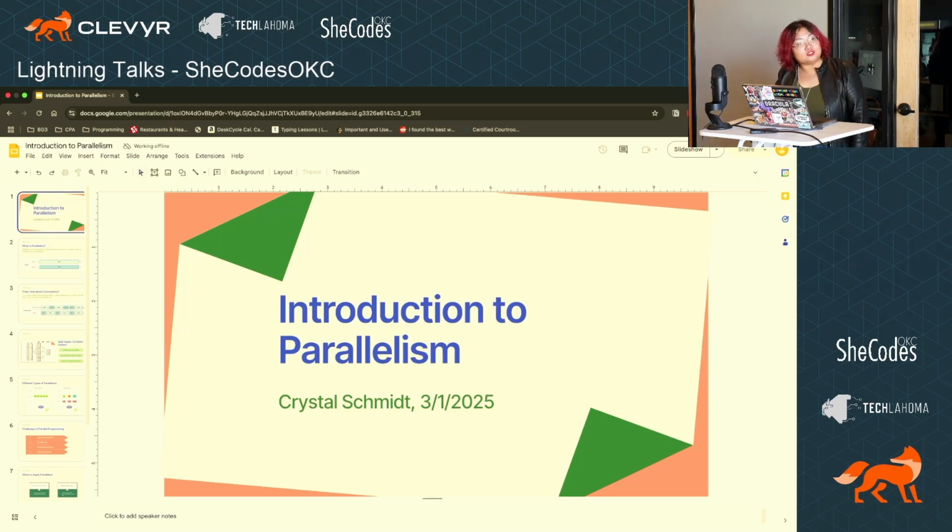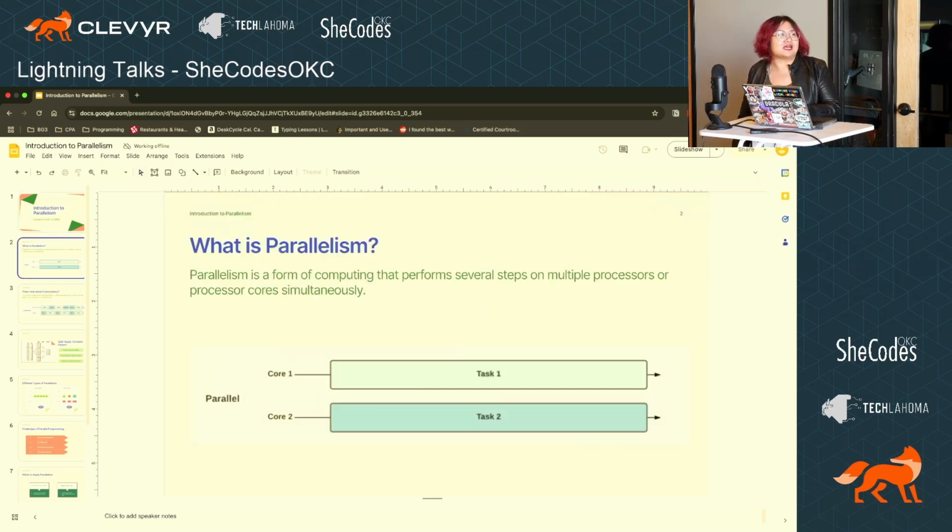I'm a software engineer, and I picked the topic of introduction to parallelism. I know not everybody here has a programming background. That is okay. Parallelism is very useful in everyday life as well. It can make you somehow a master of time management skills. So just wing with it. You'll be fine. So okay, what is parallelism exactly?